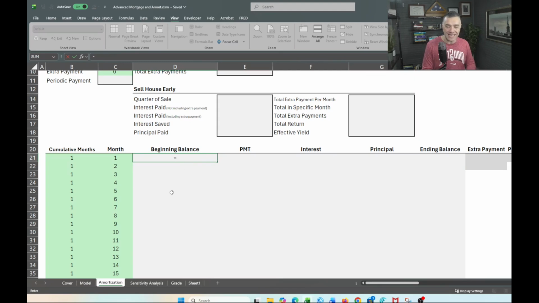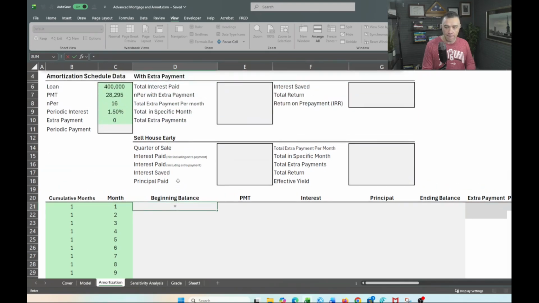So let's do the beginning balance. The beginning balance is going to be the loan amount. So let's plug that right in. Next is, what is our payment? Well, we already calculated that. That's going to be under payments, I called it, or payment. What's nice about that, the payment does not change. So since we named it, it's always going to be that $28,295. This is quarterly for $400,000, only for 4 years. That's why it shows that.